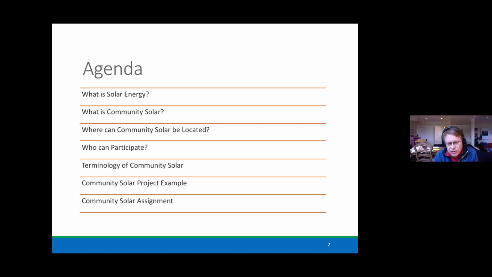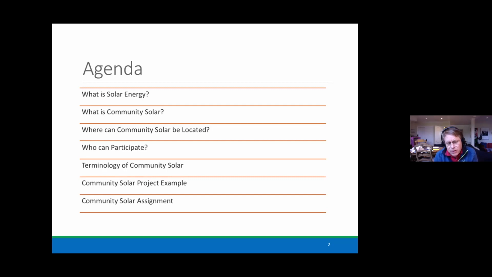Then we'll get into a little bit of the terminology of community solar so that you understand the lingo that we use in the industry and in the community, because that'll be important if you decide to go out and share this information with other customers or with policymakers or perhaps a local newspaper, that type of thing.